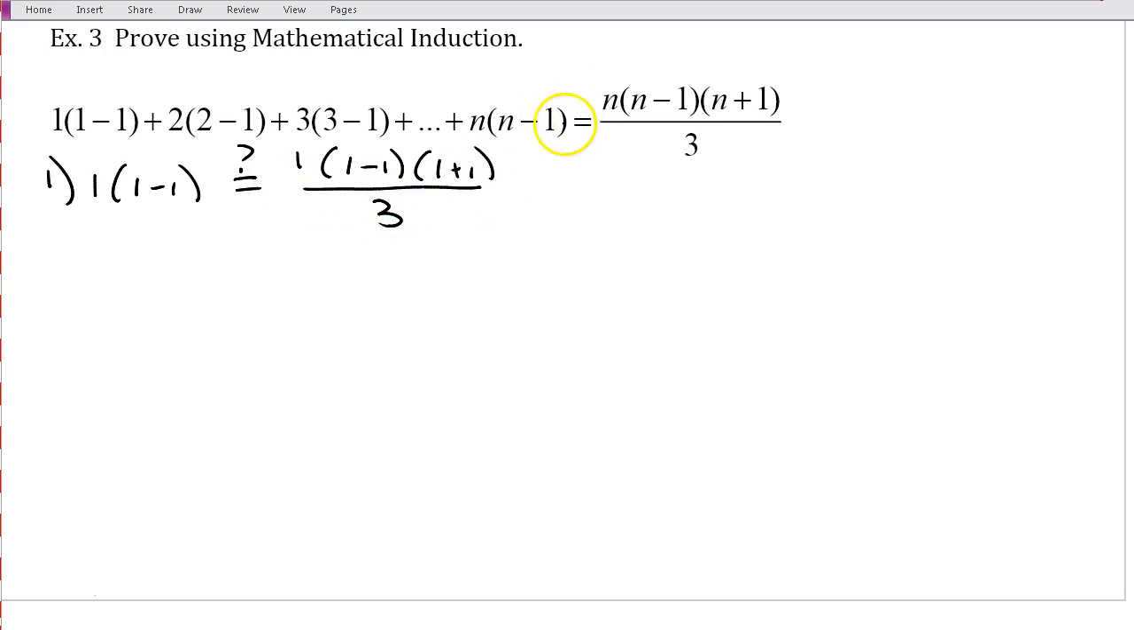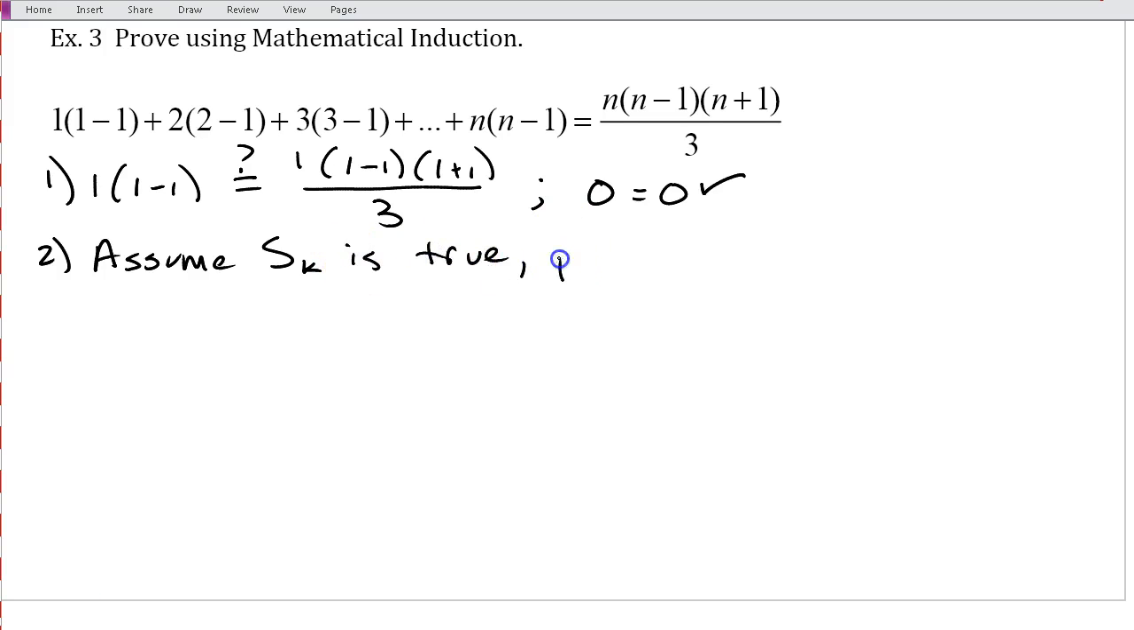So we plug in 1 on each side and double check that they're equal. So I get 1 times 0 is 0. I'm going to have a 0 in the numerator here, so that's also going to be 0, so that's true. So it's true for the first term. So then we are going to assume s sub k is true. Prove s sub k plus 1 also true. So let's go ahead and look at that.